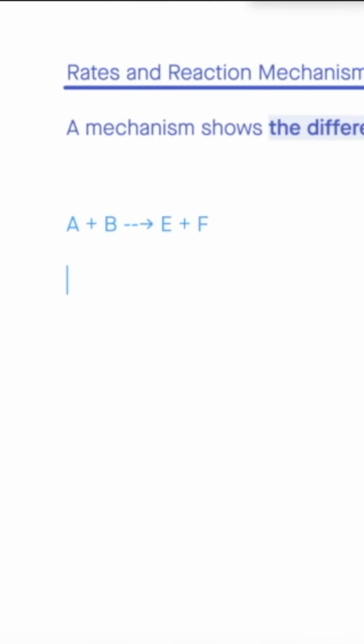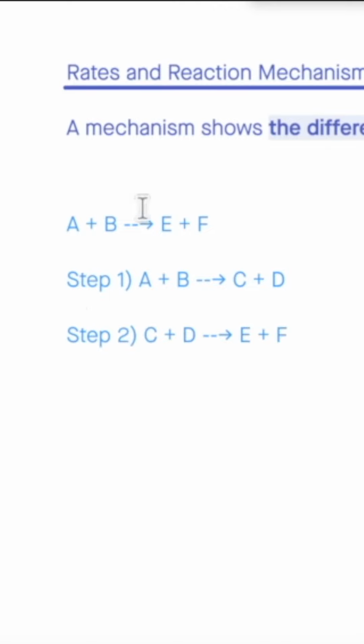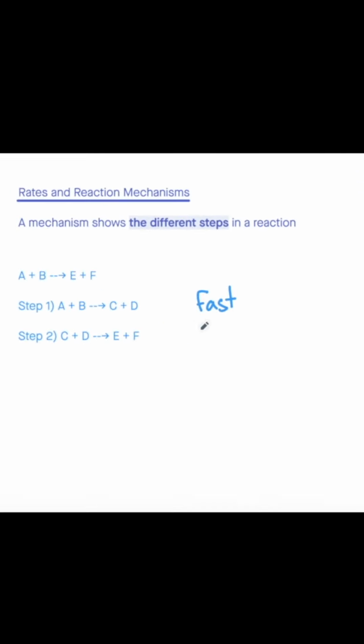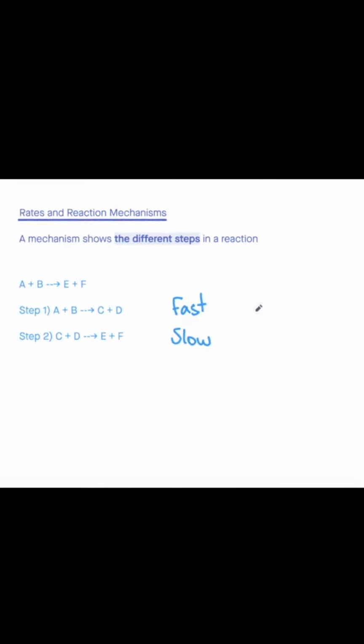So for example, if we had A plus B going to E plus F as an overall reaction, the reaction could be split up into two steps. Step 1 being A plus B goes to C plus D, and then products C plus D in step 2 react together to form E plus F. Now every reaction has a different rate, so we can assume that one's faster than the other. So if step 1 is faster than step 2, we can say that the first step happens so fast that it does not affect the rate.